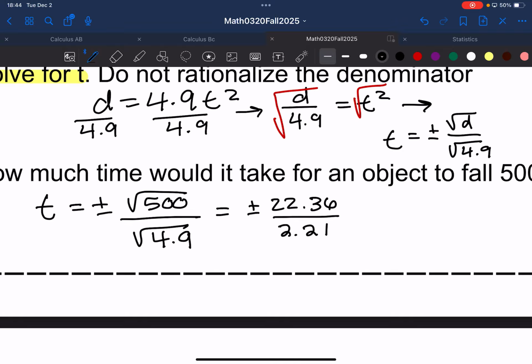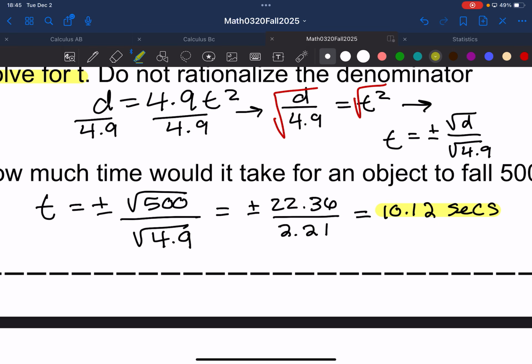22.36 divided by 2.21, and I get 10.12. Okay? At this moment, I'm deciding to drop the negative. Why? Because there's no negative time. Because remember, we're solving for time. We're solving for t. So this is 10.12 what? What's our units? Seconds, right? Because this is time.